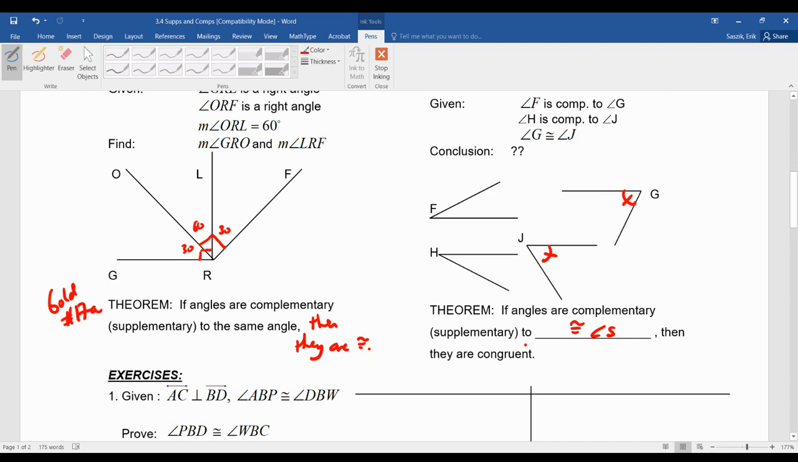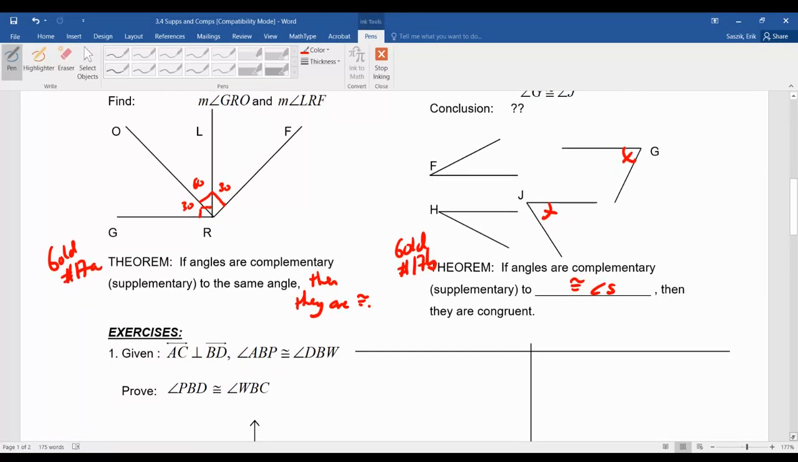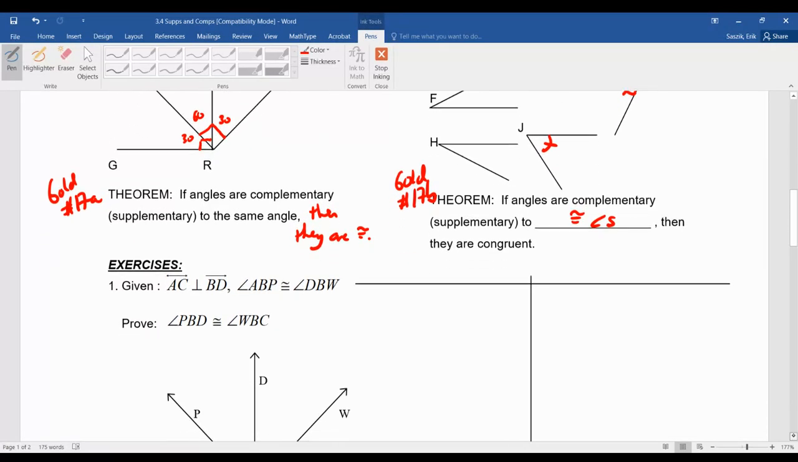This also works with supplementary. This is gold number 17B. Remember, the gold sheet, folks, that's the reason sheet. I always print it off on gold paper, so that's why I always refer to it as the gold sheet. So this is number 17, okay? Makes sense, I hope.